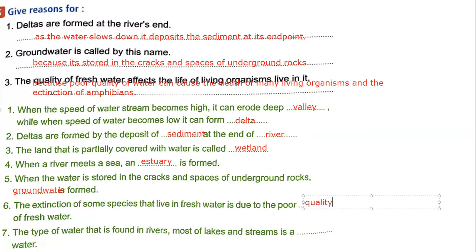The extinction of some species that live in fresh water is due to poor what? Yes, poor quality of water. The type of water that is found in rivers, most lakes and streams is fresh water.